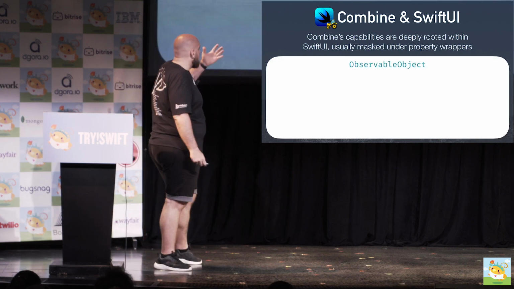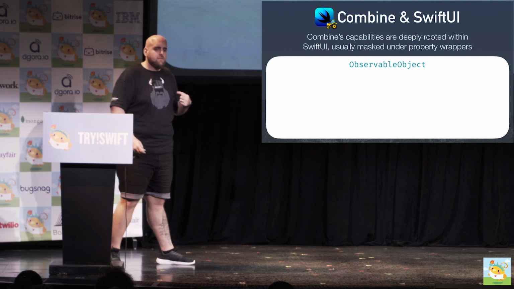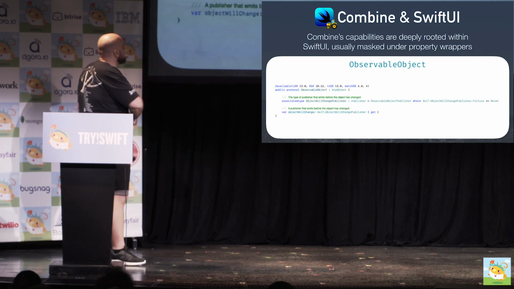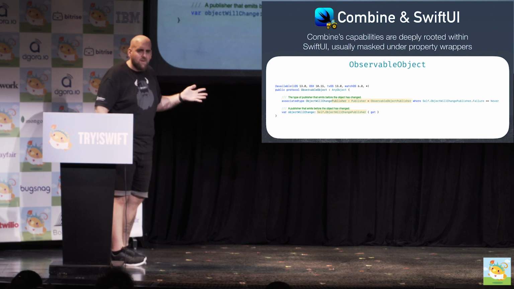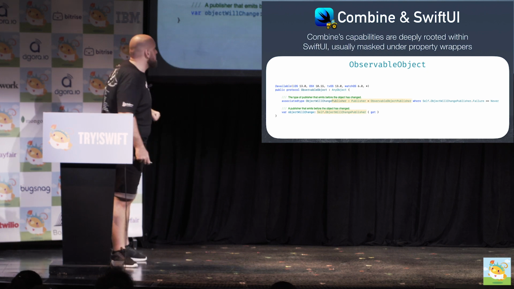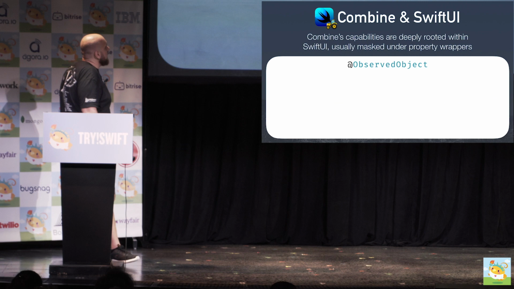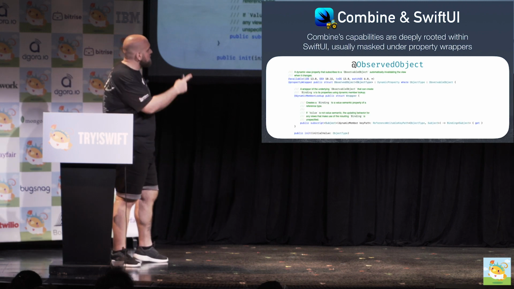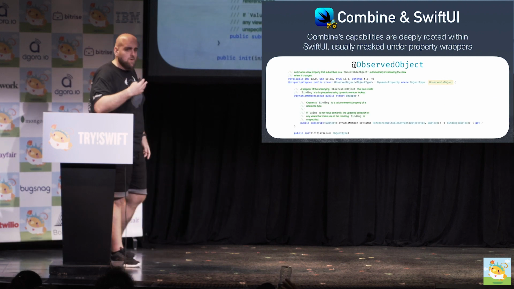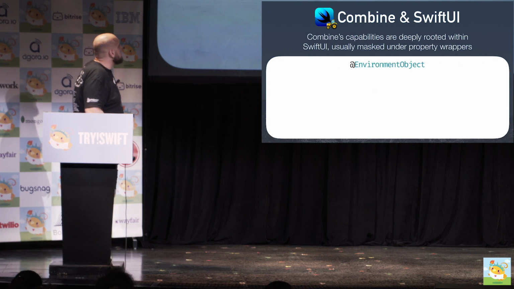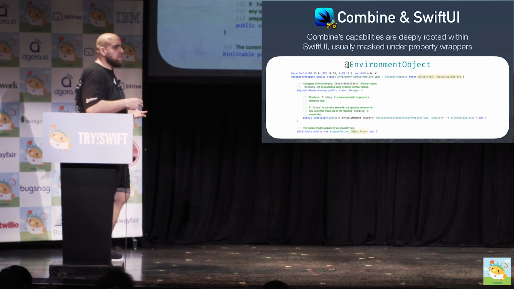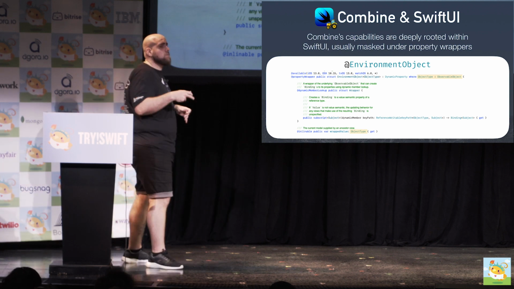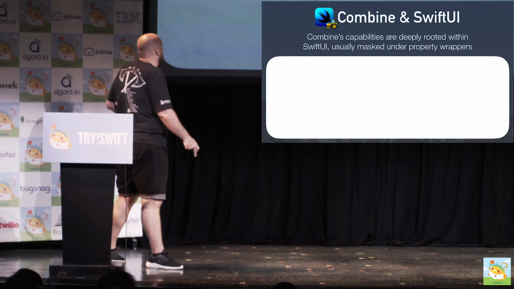So for example, ObservableObject, which you learned about earlier today. If you look in the implementation, you will see that the objectWillChange publisher is a publisher. It's a Combine publisher under the hood. And if you look at ObservedObject, it uses ObservableObject under the hood, which is also using a publisher. Same thing for EnvironmentObject, using ObservableObject under the hood. All of these things are using Combine under the hood to drive SwiftUI view updates.